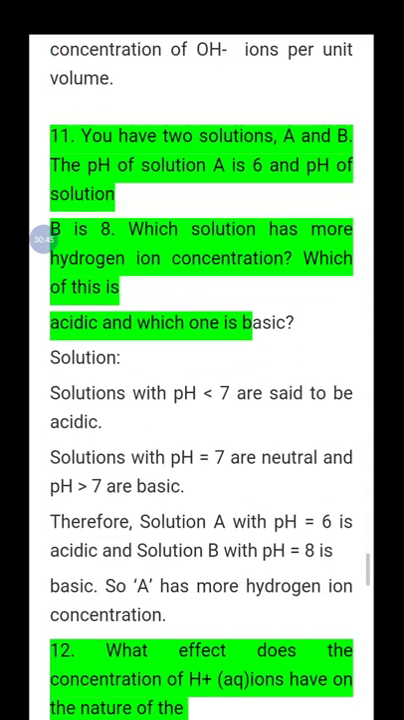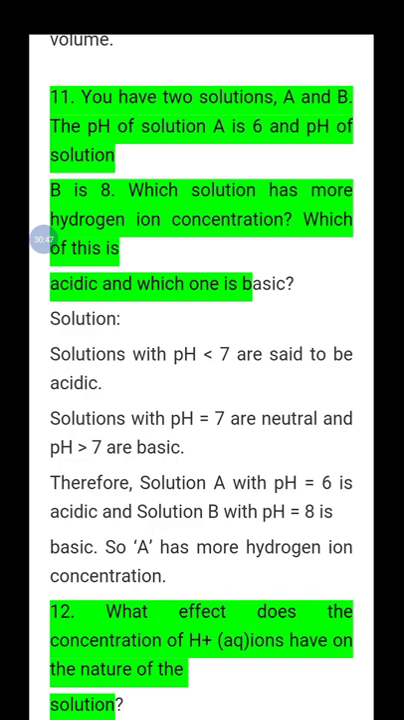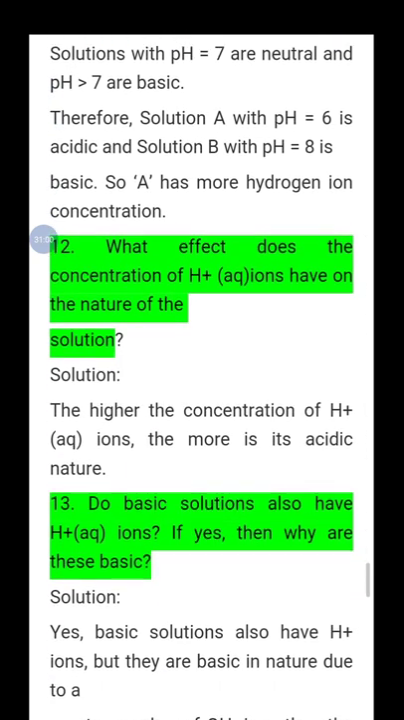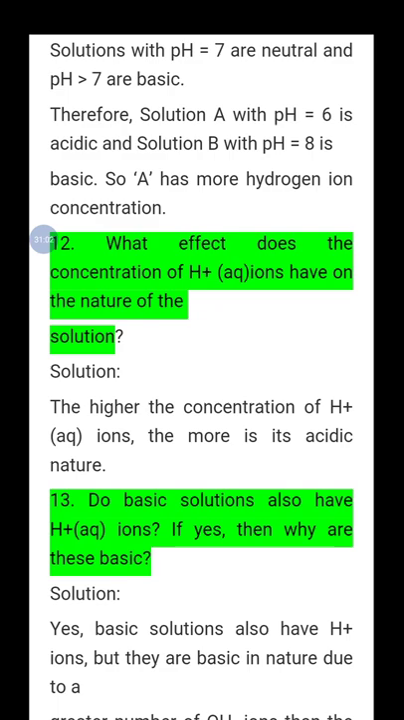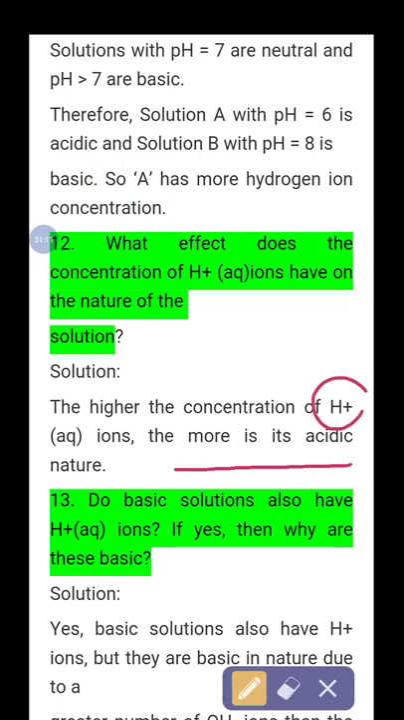Now the question: you have two solutions, A and B. The pH of solution A is 6, the pH of solution B is 8. Which solution has more hydrogen ion concentration? As you know, pH less than 7 is acidic, pH equal to 7 is neutral, and pH greater than 7 is basic. As we discussed earlier, do it yourself. What effect does the concentration of H ion have on the nature of a solution? The higher the concentration of H ion, the more acidic it is.